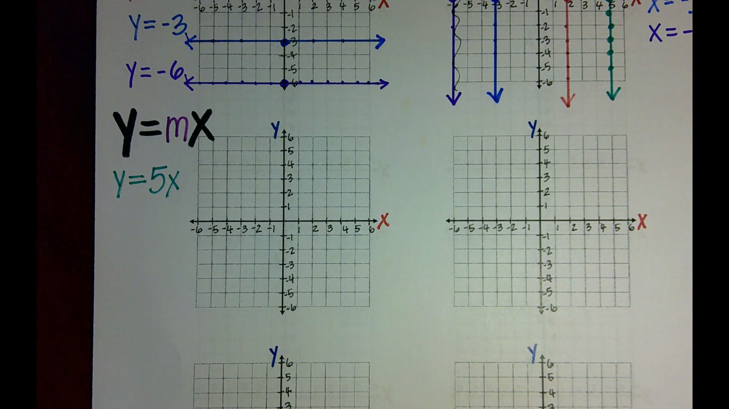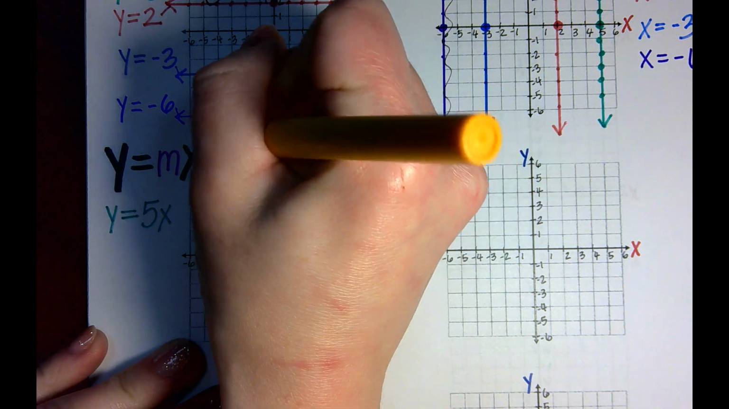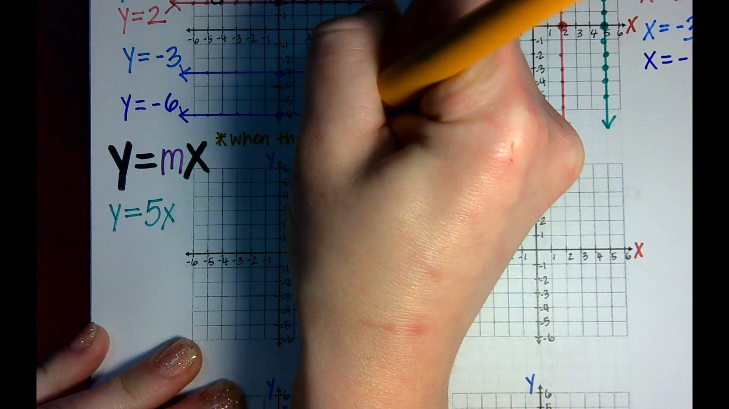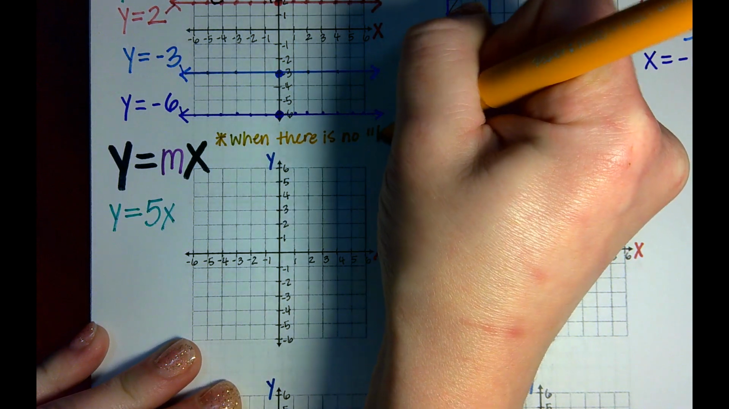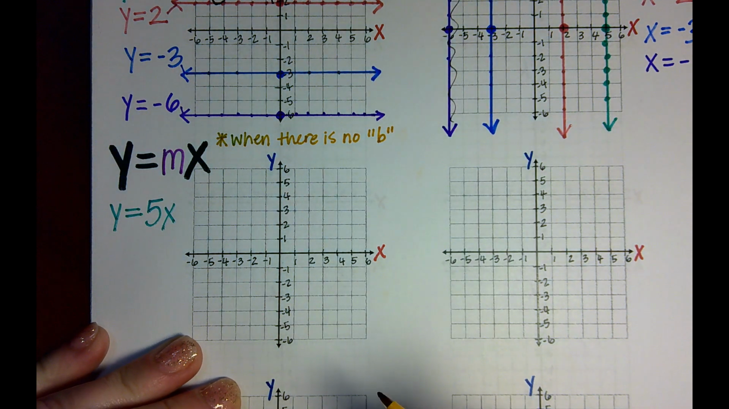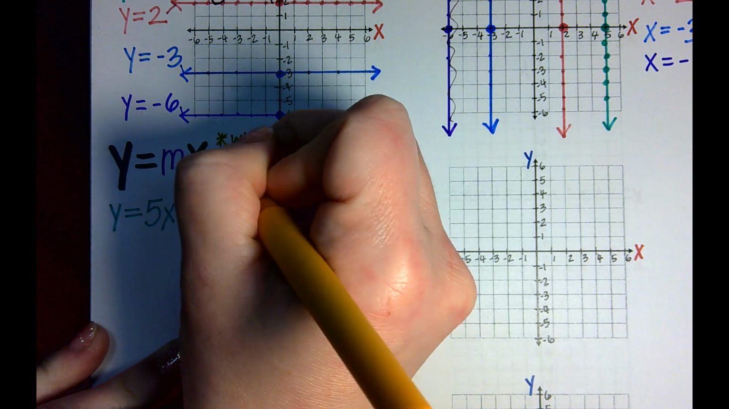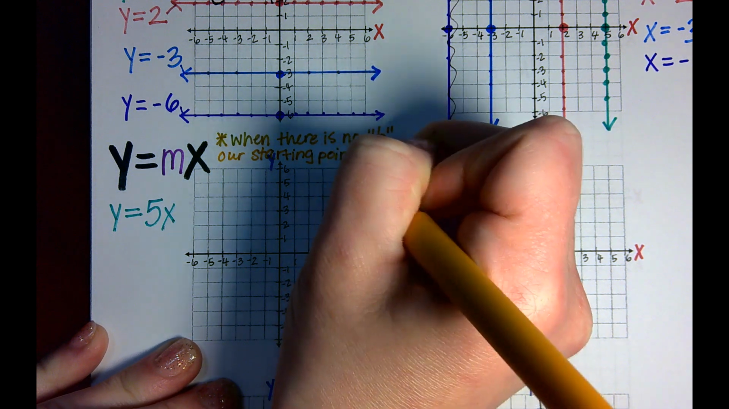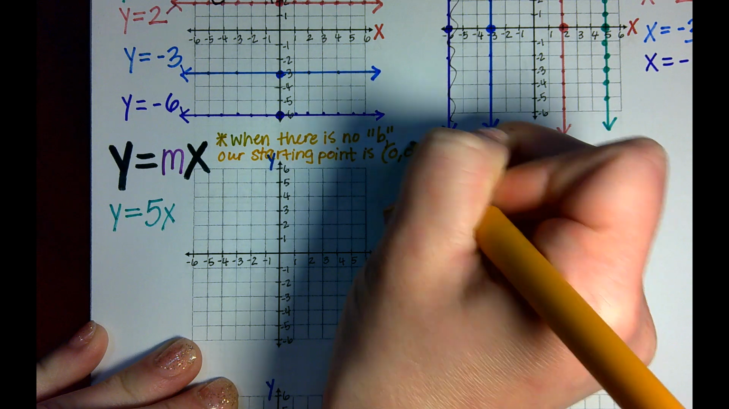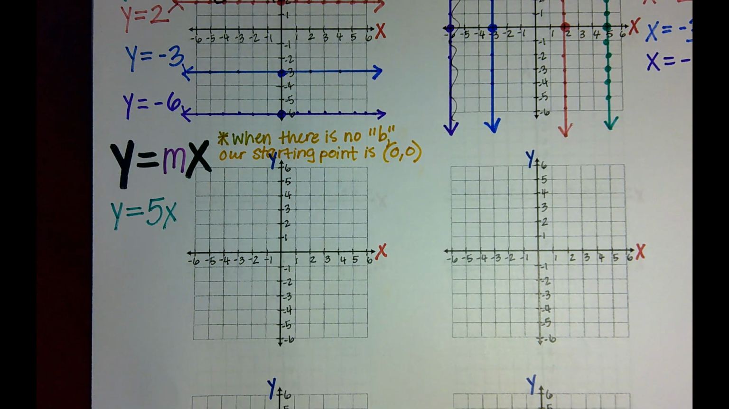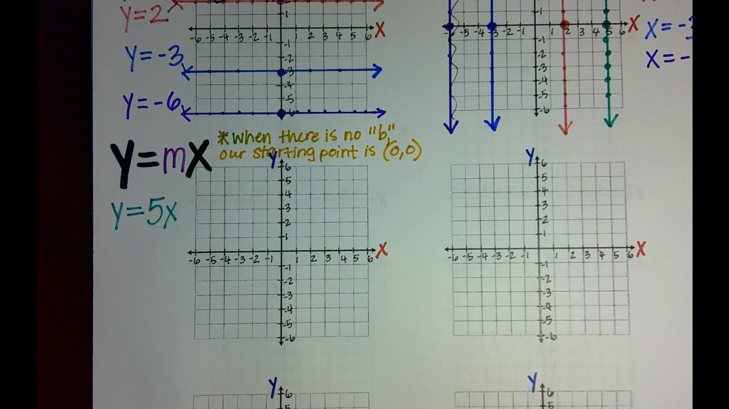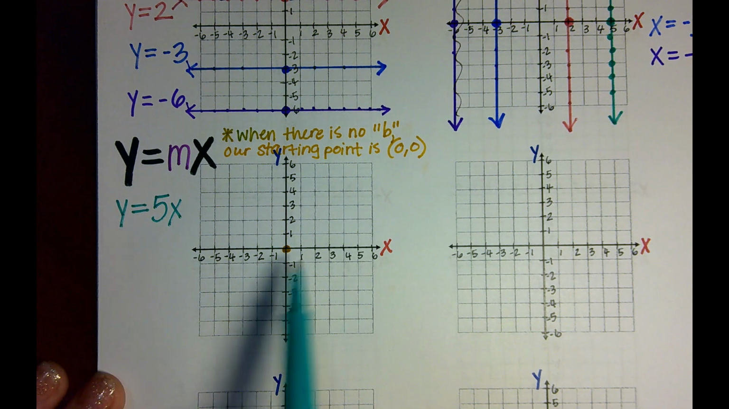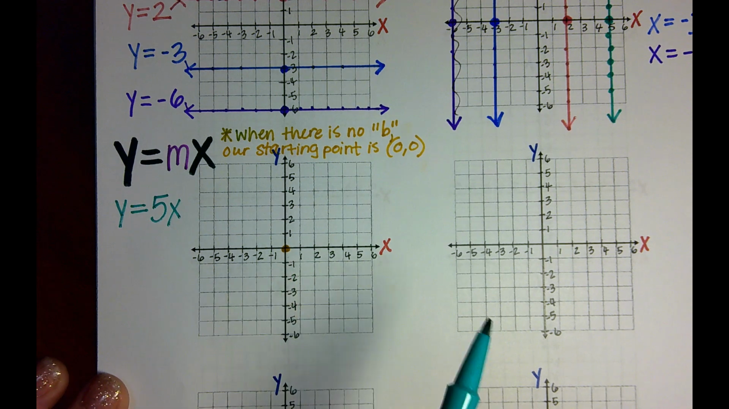So we can make a little note here. When there is no b in the equation, or no plus something, no minus something, our starting point is 0, 0. We just start right in the middle, no matter what. Then all we have to worry about is our slope. So for all of the graphs that we're going to do here, our starting point will be in the middle, always.